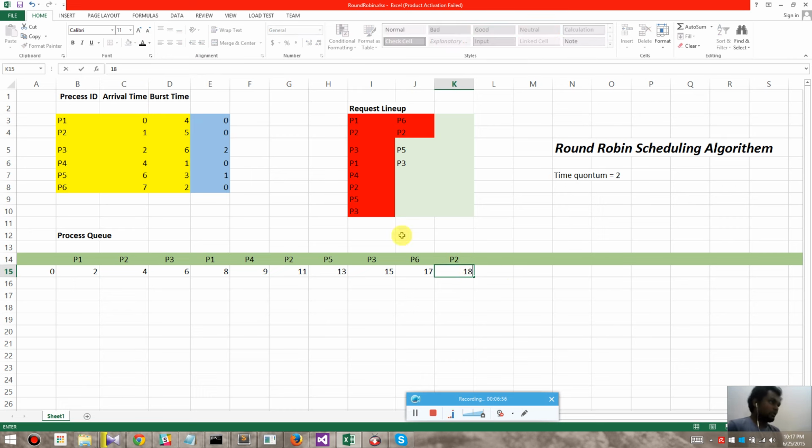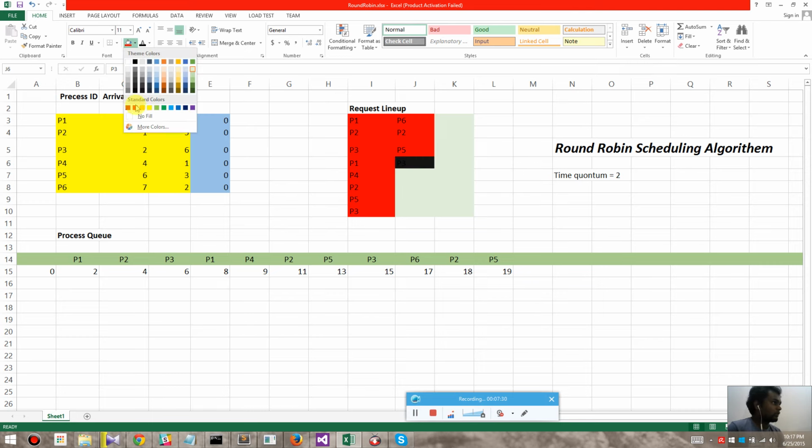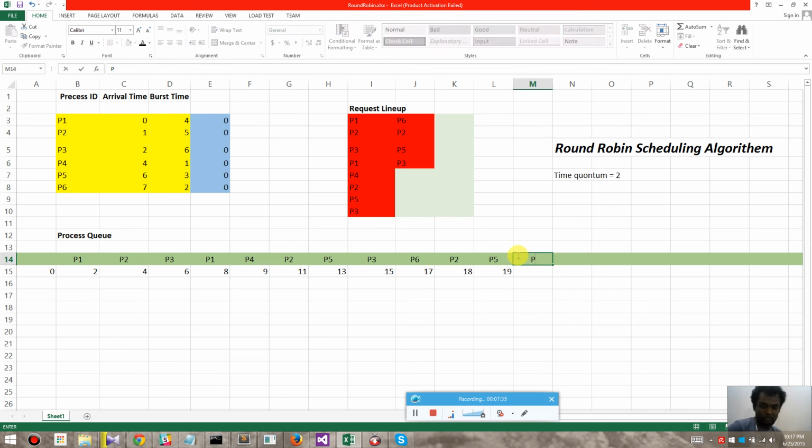It will be 18 because it only needed 1 time unit. P5 again, and P5 only needs 1 time unit, so it doesn't need additional time. I'll mark P5 here, and the timeline will be 19, and P5 will be finished. And finally it's P3, and P3 needs 1 time quantum, 2 time units, so it will be finished on this run. It doesn't need to be queued again, so I'll mark this one as 0, and mark P3 as executed, and add P3 to the timeline.